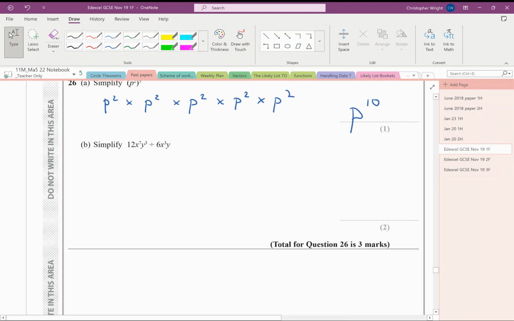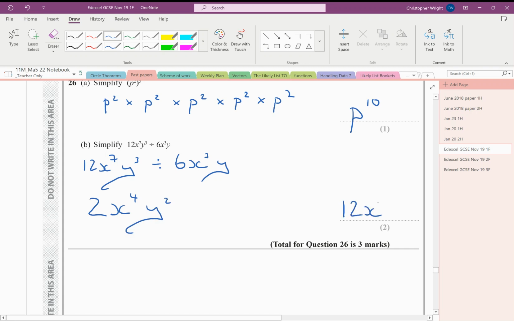This is a division, so remember we're going to have to subtract the indices if we're dividing expressions with powers. So 12 divided by 6 is 2. Now, x to the 7 divided by x to the 3 is x to the 4. y cubed divided by y is y squared. So my solution is 2x to the power 4 y squared.